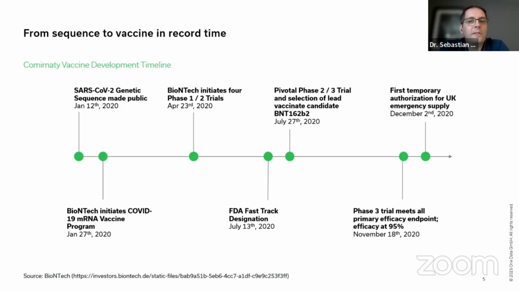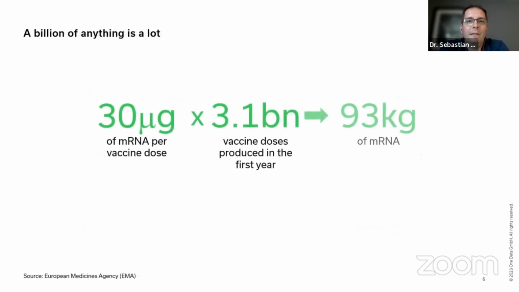But then, of course, you need to get everybody vaccinated in order for this whole thing to work. And now you only need a very small amount of this mRNA molecule that I just showed you in order to vaccinate someone. So it's only 30 micrograms of mRNA you need in a single vaccine dose. But you need to manufacture a lot of that.